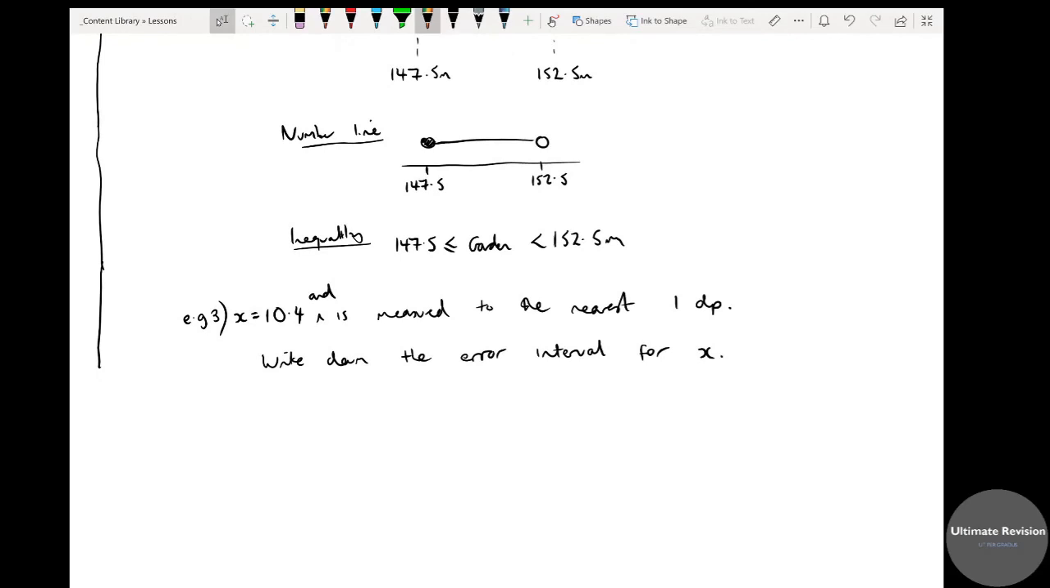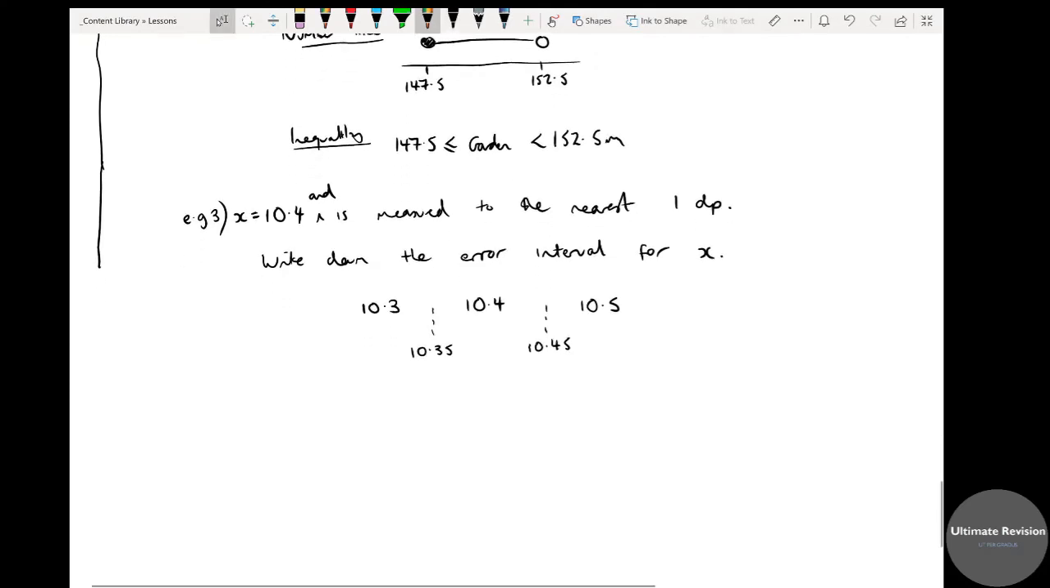Okay, so it's measured to the nearest 1 decimal place. That means my next possible answer could be 10.5, and then the previous one would be 10.3. That means the smallest it can be is 10.35. The biggest that could be is 10.45. So my error interval, well, it's anything less than 10.45, and it's everything bigger than and equal to 10.35, and that is what we would call the error interval for that number. That number in reality, 10.4 in reality, lies somewhere between 10.35 and 10.45.